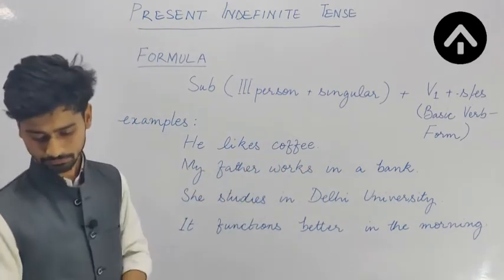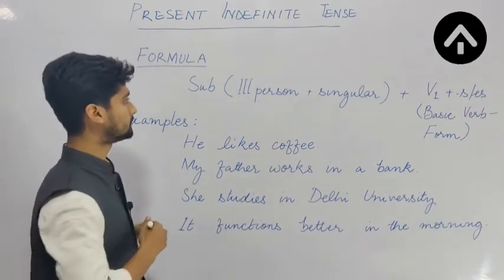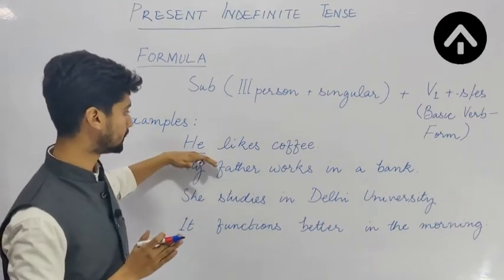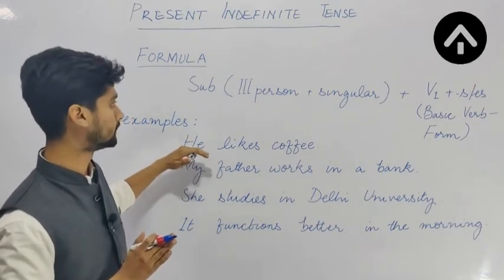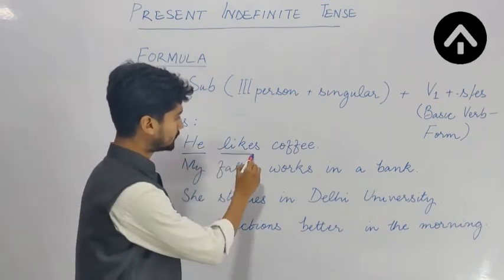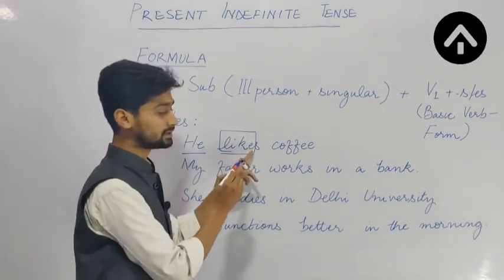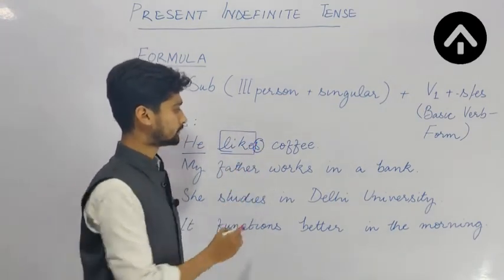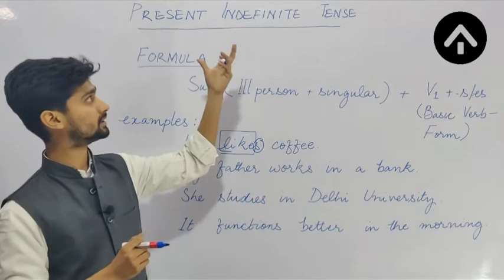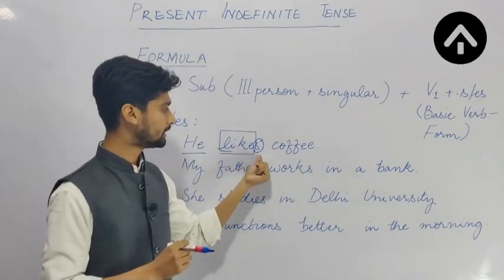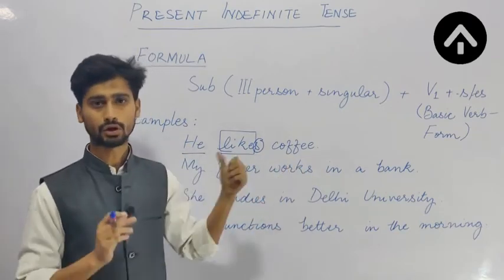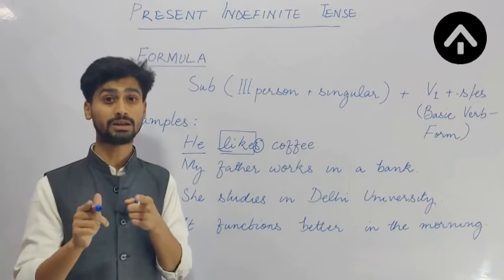So what is the subject here? The subject is third person as well as singular in nature. Now the verb: the root word is like, but I am adding an S here. Why am I adding S? Because of the basic rule for present indefinite tense. So the sentence will be: he likes coffee, not he like coffee. That will be grammatically incorrect.